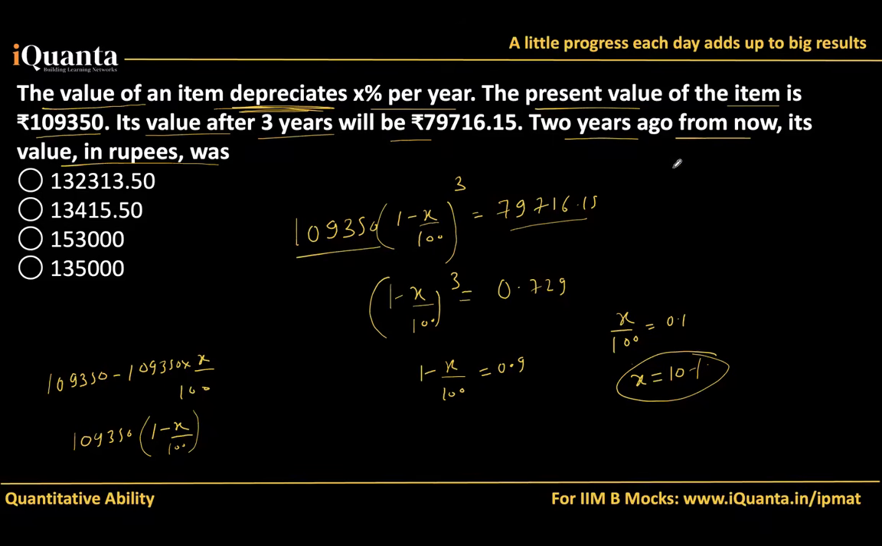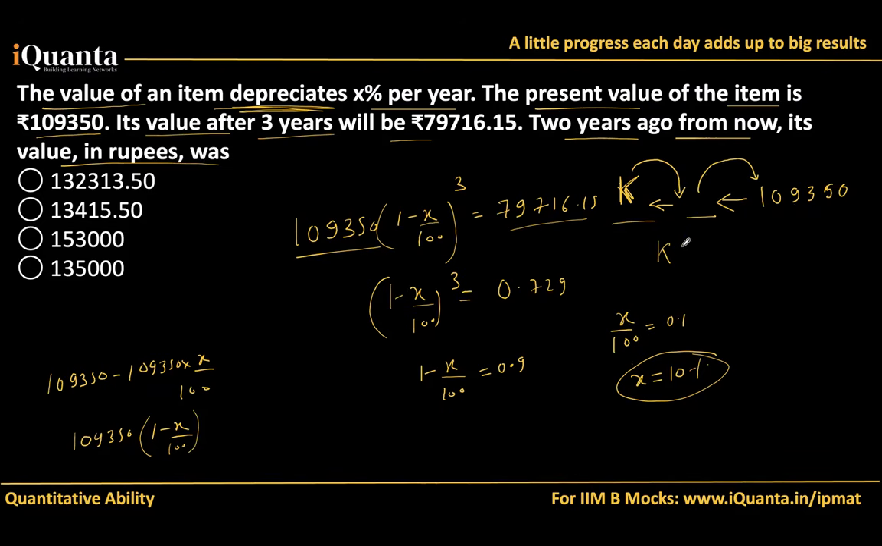Now the question is asking 2 years ago from now. Now means present. What is the present value? 109350. 2 years ago from now, its value in rupees must have been greater because we are talking about 2 years before this. So say 2 years before this, the value was K. From K, it would have depreciated 10%, then again 10%, and then this would have become the present value.